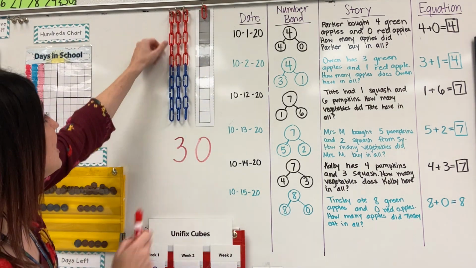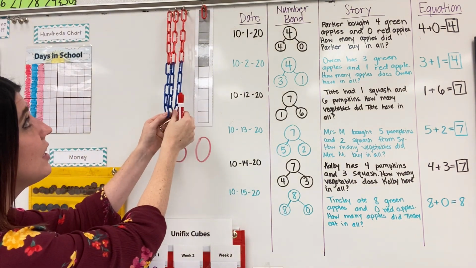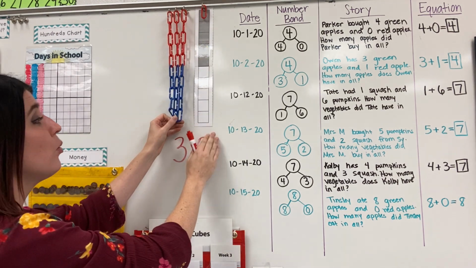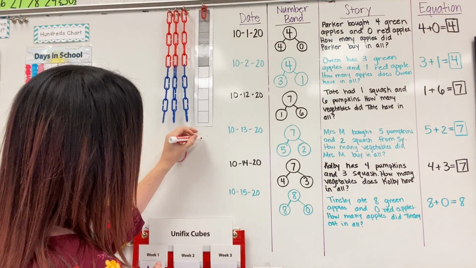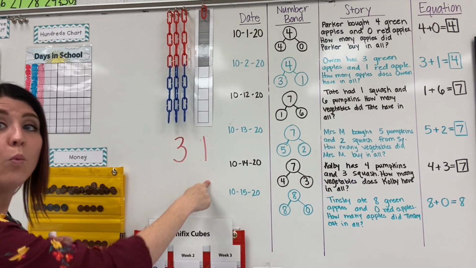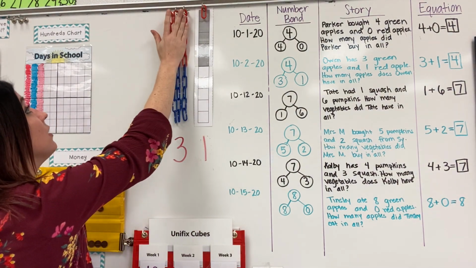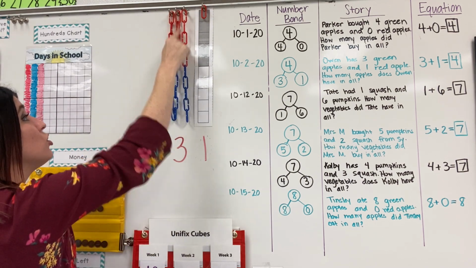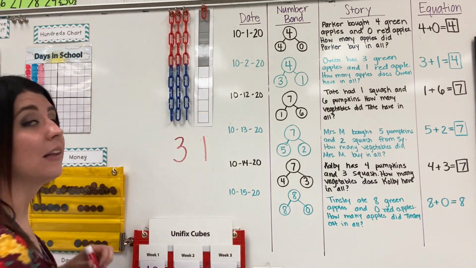Ta-da! Now we still have 3 groups of 10, but we don't have 0 over here. We now have 1 over there. Look at this number. This number is 31. Can you say that with me? 31. So we have 10, 20, 30, 31. Let's count them all.